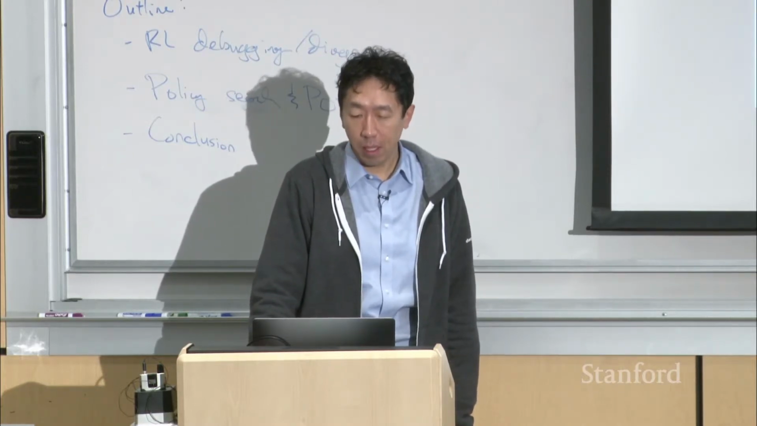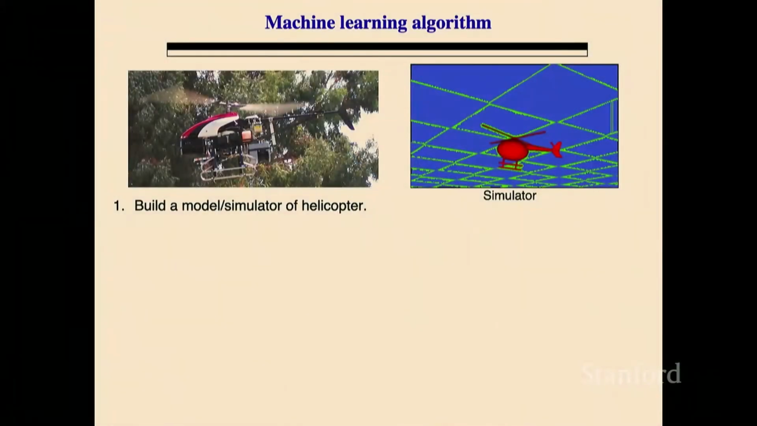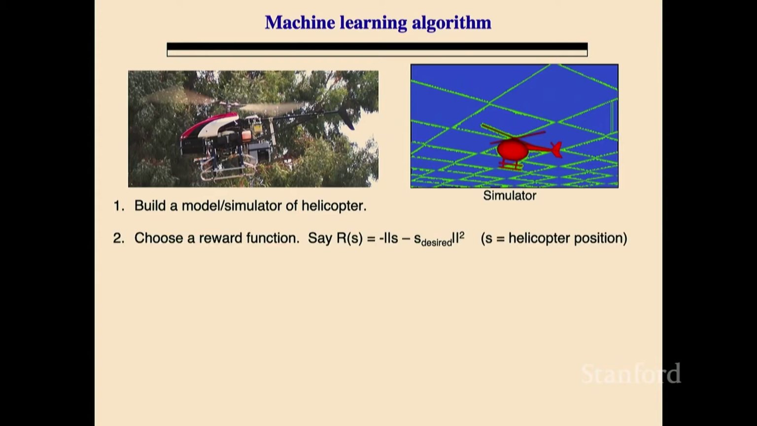So step one is build a model or build a simulator of the helicopter, right? Much as you saw when we started to talk about fitted value iteration. And then choose a reward function like that. It turns out that specifying the reward function for staying in place is not that hard. Like a quadratic function like that works okay. But if you want the helicopter to fly aggressive maneuvers, it's actually quite tricky to specify what is a good turn for a helicopter.